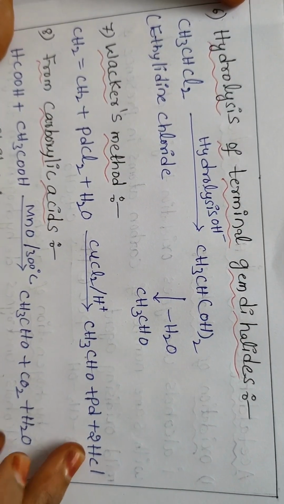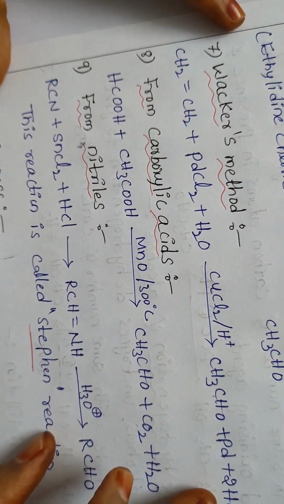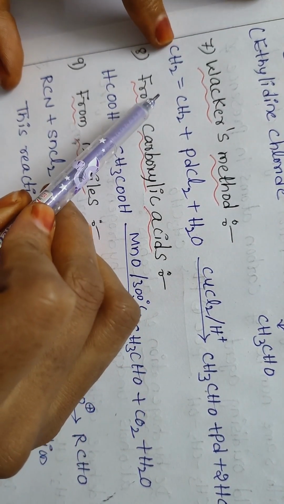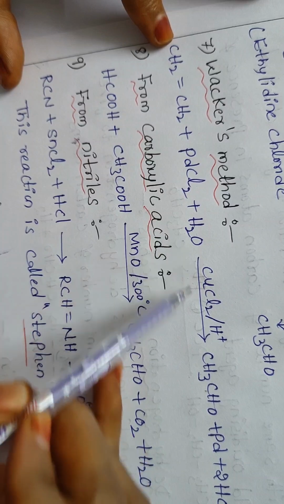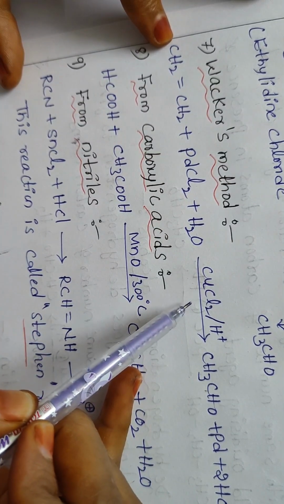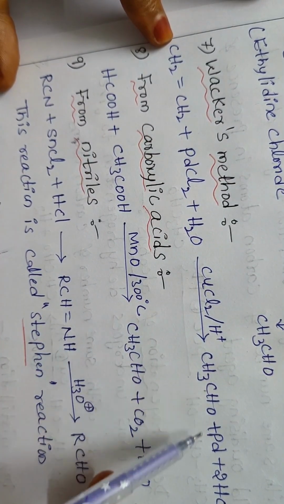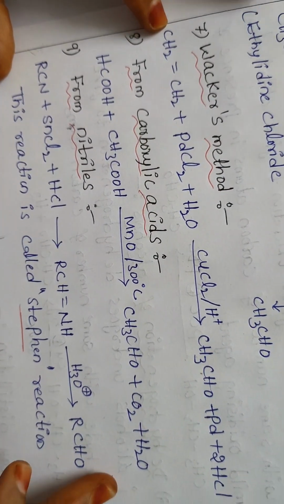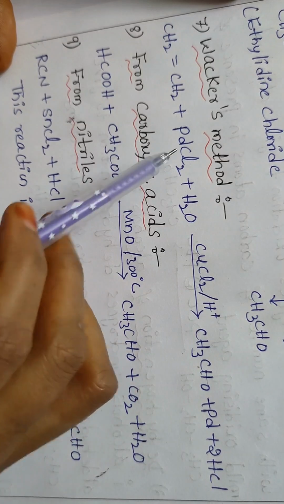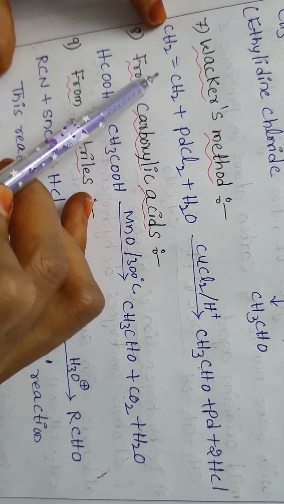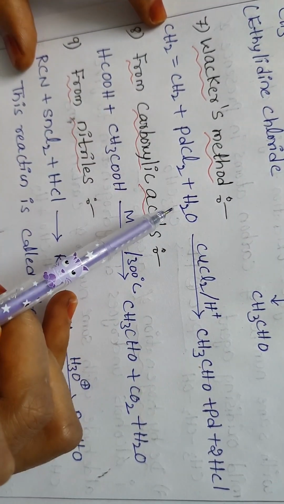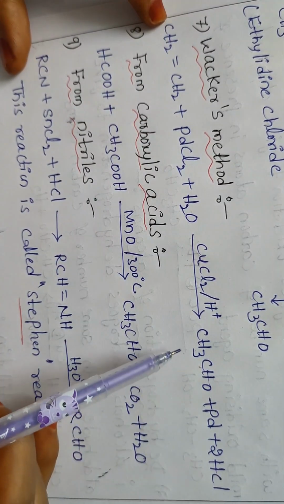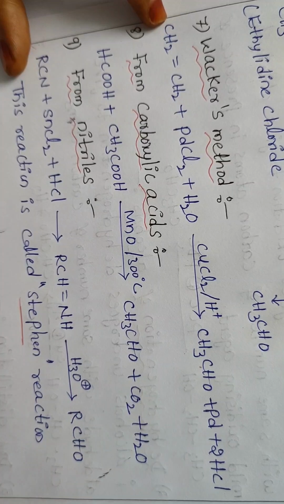And next process, the Wacker method. In the Wacker method, ethylene reacts with palladium chloride and water in the presence of copper chloride to form acetaldehyde, palladium, and 2 moles of hydrochloric acid. What do we use? Ethylene, palladium chloride and water in the presence of copper chloride, to form acetaldehyde.